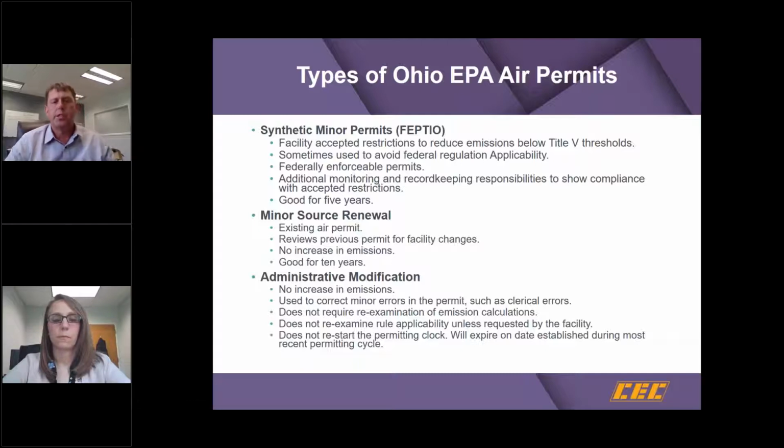When you do this, it doesn't change your permitting time frame, so you still have to abide by the original 10-year limit. It doesn't restart that clock, so if your permit's good for 10 years, whatever's remaining on that after you do the modification is still going to be there. It doesn't start over when you do an administrative modification.